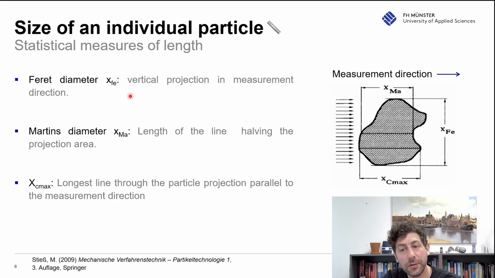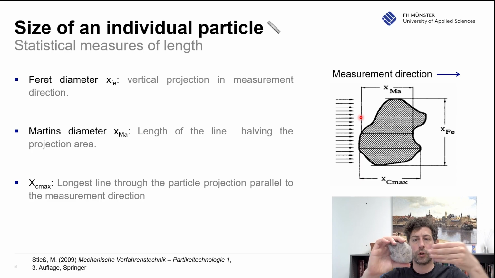And how do we measure it? So you put a particle in a microscope, as you see here, and then you watch from the left. So this is the particle, and you watch from here.